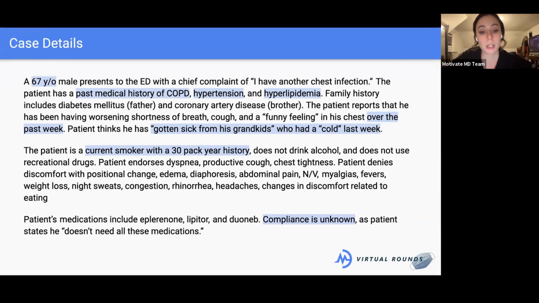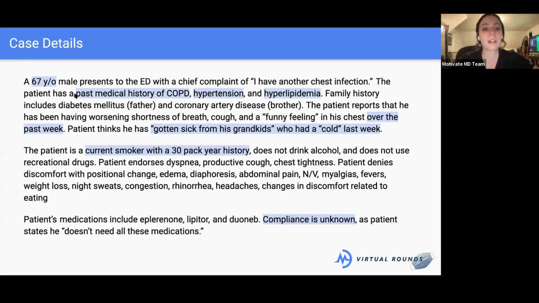So a lot of times when we go to take a history and someone's taking a laundry list of medications, you ask them, okay, when do you take them? How often do you take them? And are you compliant? Do you take them every single day? Do you ever skip days? So right now, this patient's compliance is unknown. The patient states that he doesn't need all these medications.